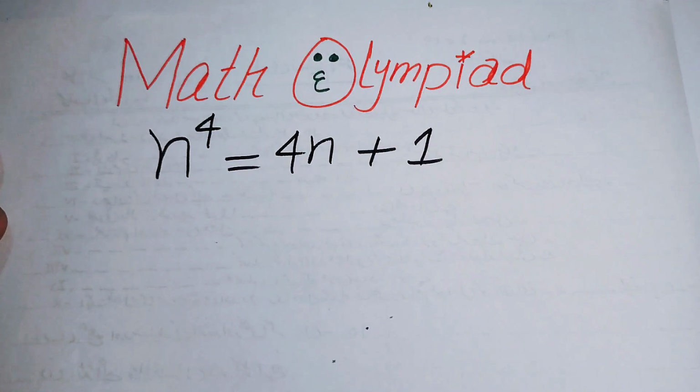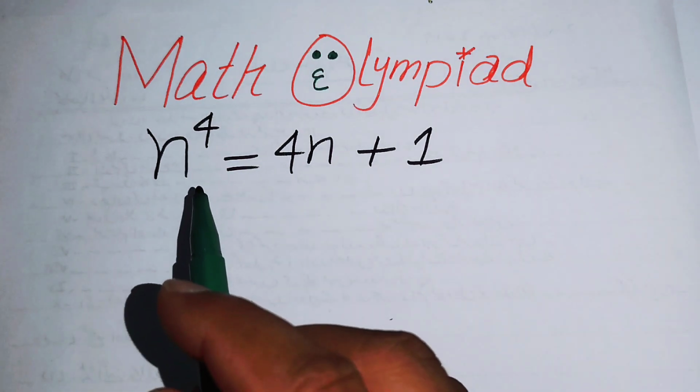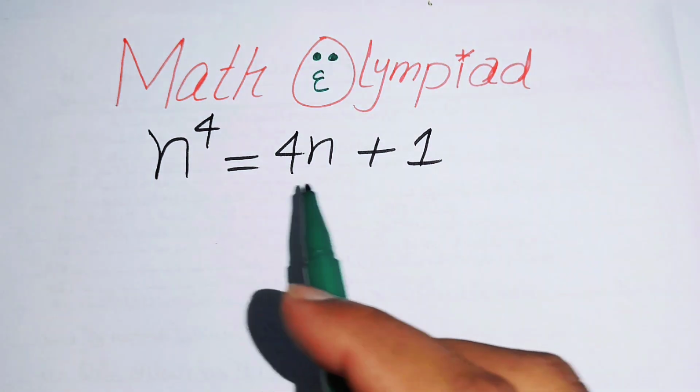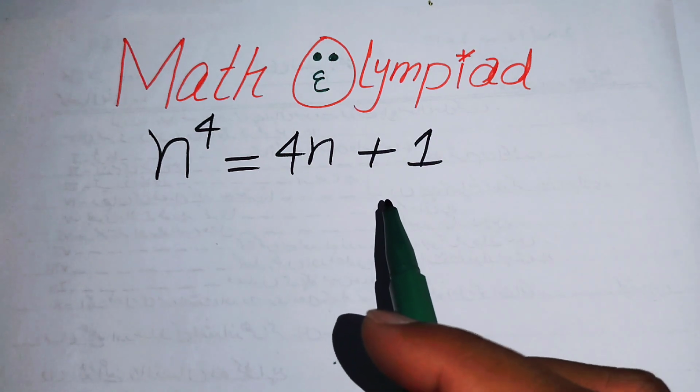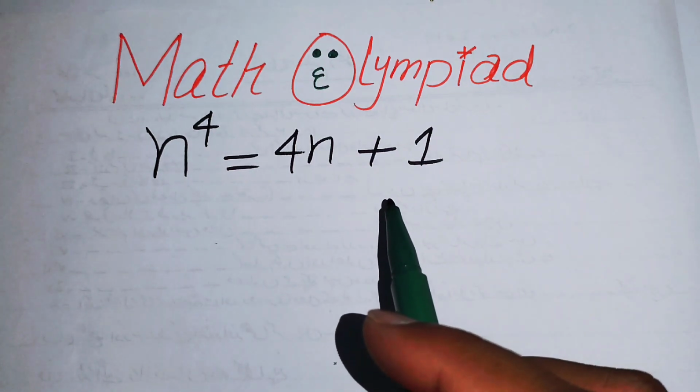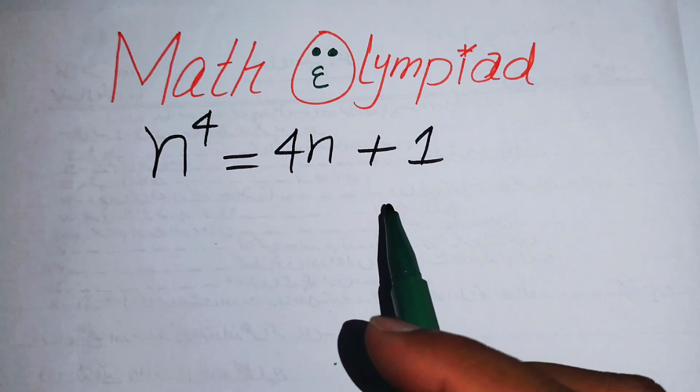In this video we are going to solve this nice algebra problem. Here we have n to the power of 4 is equal to 4n plus 1. We will solve this problem for the values of n.